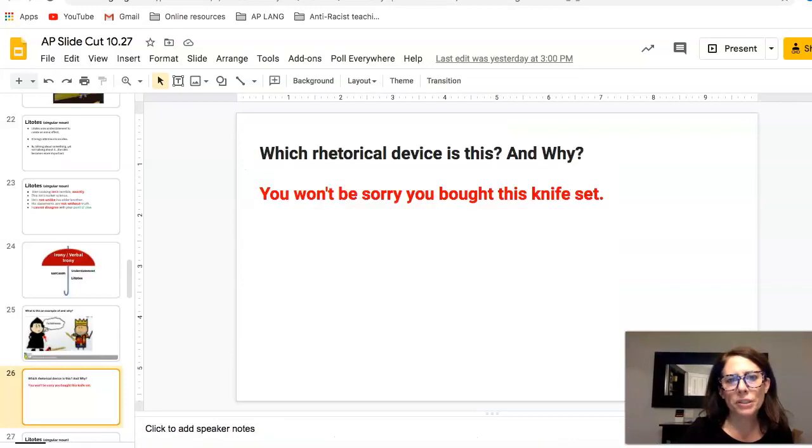Which one is this rhetorical device? Again, it could be more than one. You won't be sorry you bought this knife set. I'm seeing won't and sorry as two negatives. And if I think of the opposite of that negative, it should be a positive. So the opposite of sorry is pleased, happy. Sounds a little different than you'll be happy you bought it. You won't be sorry you bought it. There's a difference. And it could be something else, definitely.